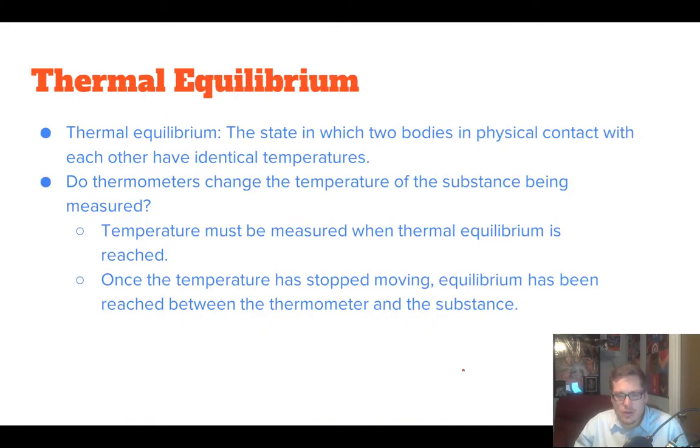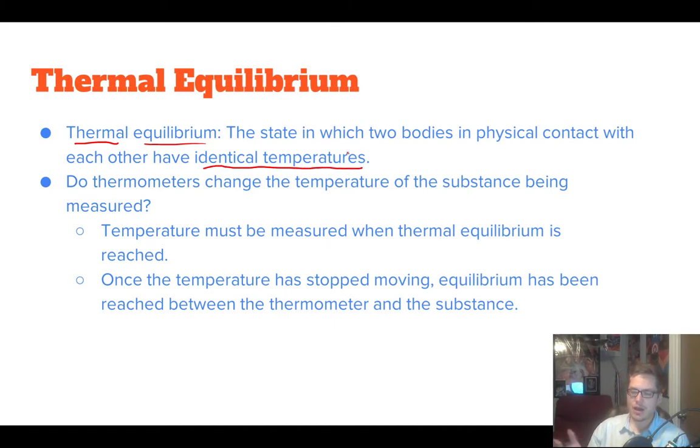All right. Now we also have to talk about this new term called thermal equilibrium. You should remember from chemistry that equilibrium is when you're at a state of rest, right? Your changes are equal to one another. And thermal means heat, so we're talking about the temperature or the heat being equal. When you reach thermal equilibrium, you've got 2 bodies or 2 substances that are in physical contact with each other that have identical temperatures. So that's the definition of thermal equilibrium.